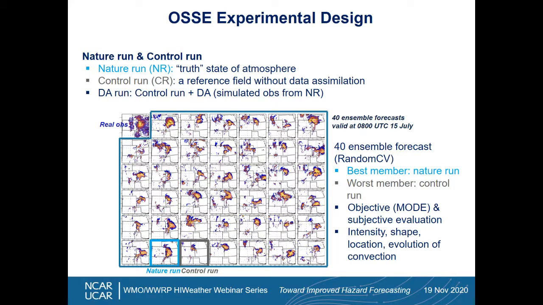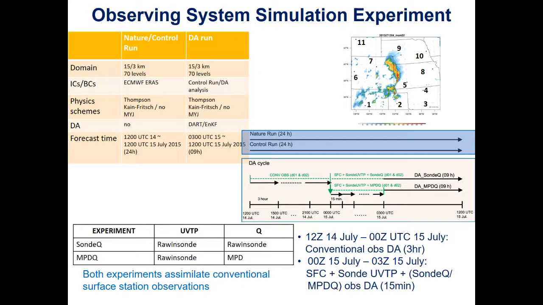So in addition to the subjective comparison of these thumbnails, we can also use objective measures to compare the intensity, shape, location, and evolution of convection with the real observations in defining the nature run and the control run. So this describes the model setup. In the upper left, you can see that we're using WRF with a 15-kilometer outer domain and 3-kilometer inner domain with 70 vertical levels. You can see the physics schemes that we're using, and then the timeline in the center shows how our assimilation goes.